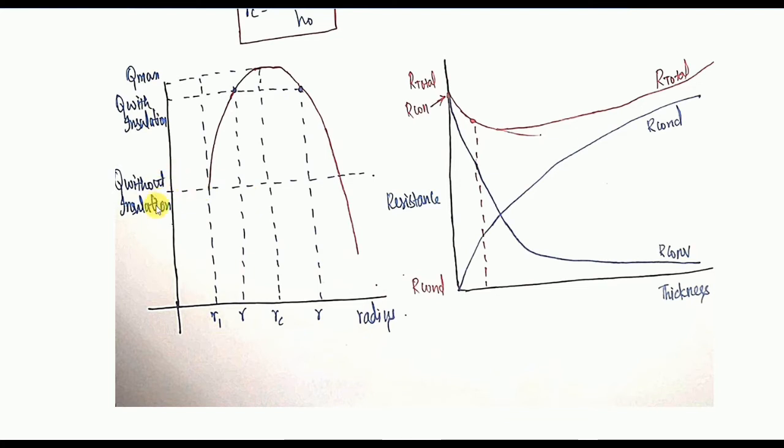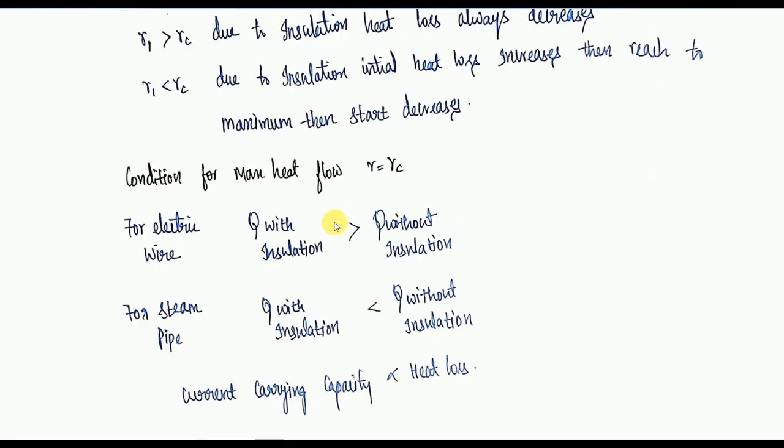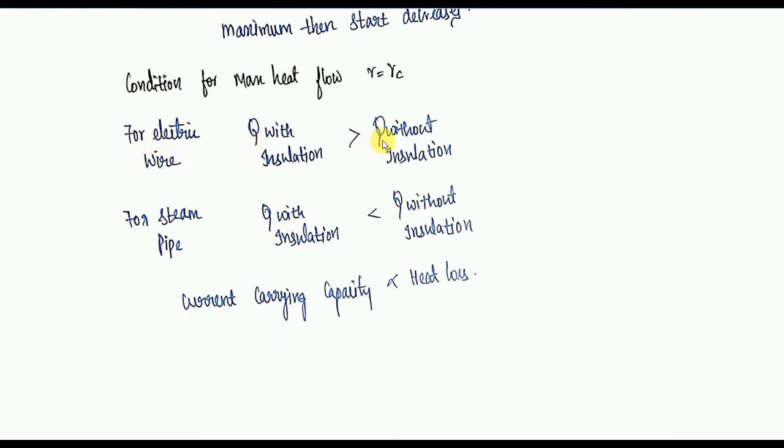From our exam point of view, what we have to understand and make sure of is that I have said this first zone is for electric wire. So what happens? Q with insulation is greater than Q without insulation. Same thing, because you can see the graph, right? I have said this zone is for steam pipe. Here Q with insulation is less than Q without insulation. So for electric wire, Q with insulation is greater than Q without insulation, and for steam pipe, Q with insulation is less than Q without insulation. This is the criteria for electric wire and steam pipe.